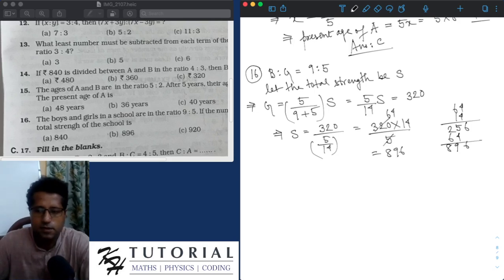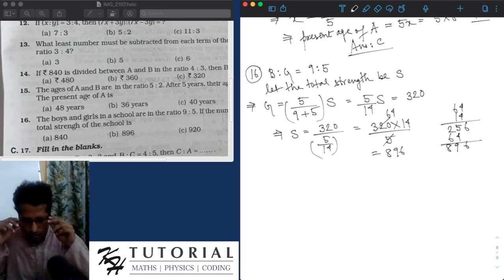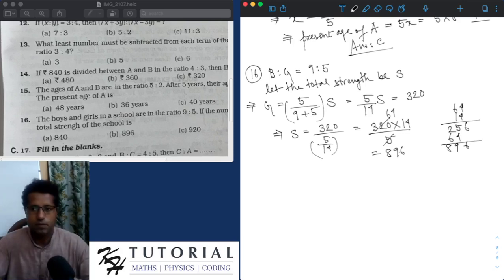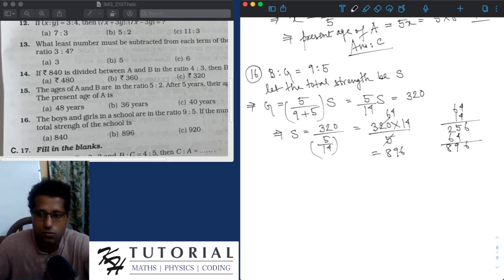So S is 896, and S is the total strength of the school, that is the number of boys and girls. In the problem we have been asked to find the total strength of the school. So 896 is the answer. So the choice is B. Okay.